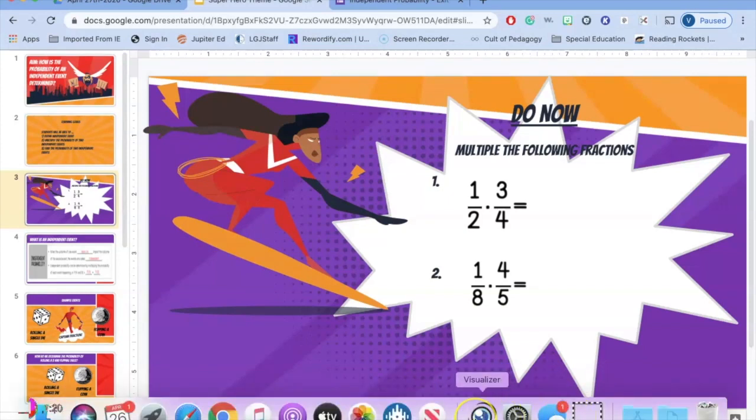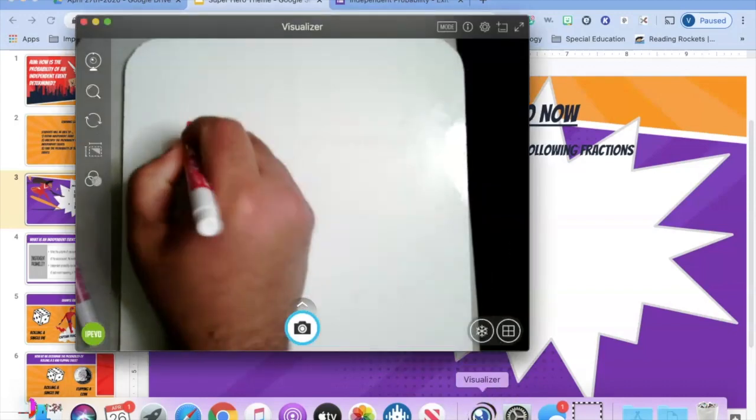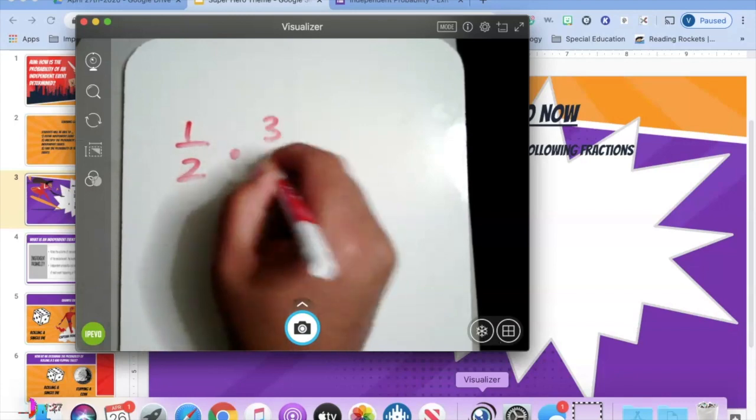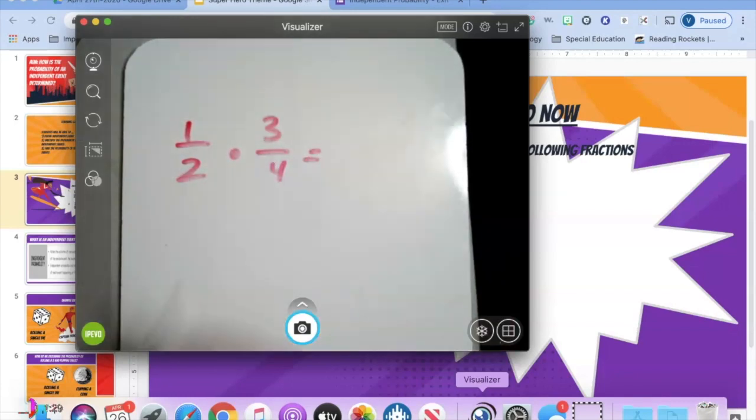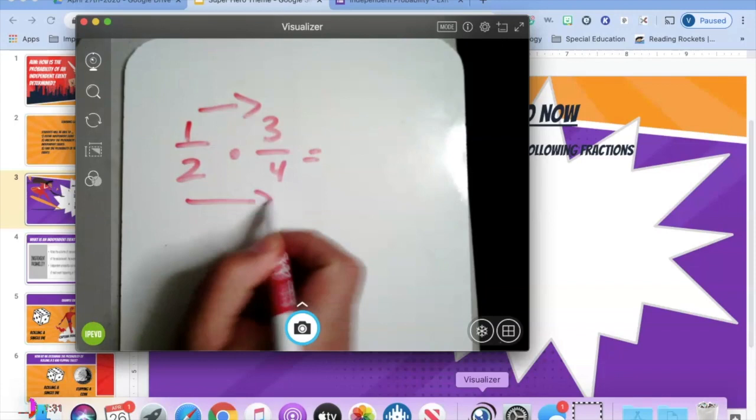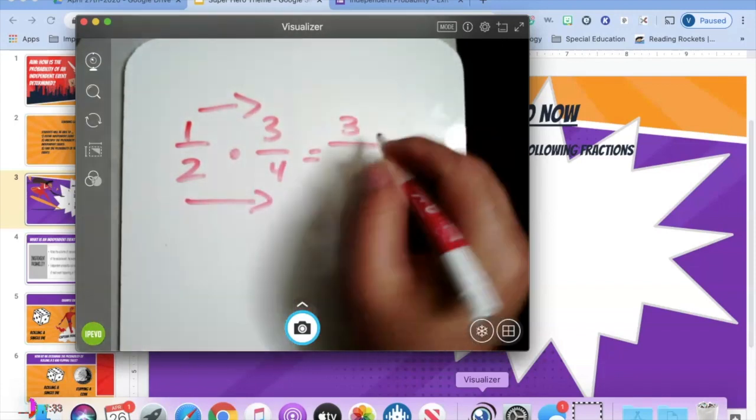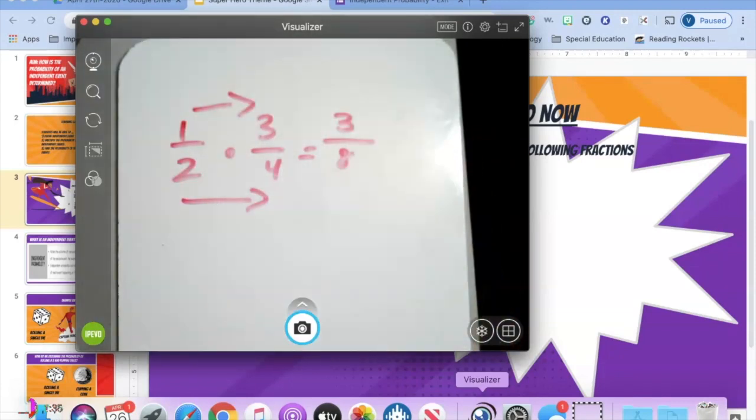Now let's look at our answers. 1/2 times 3/4. Let's put that on paper. 1/2 times 3/4. If we remember correctly, we multiply across. We get 3/8.